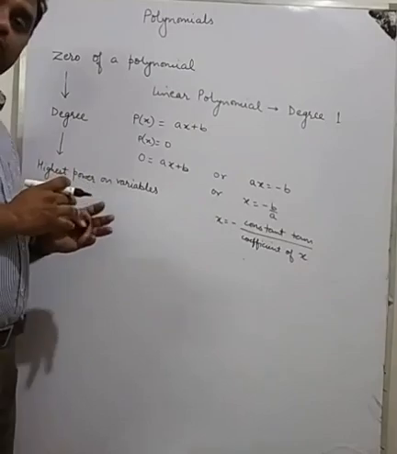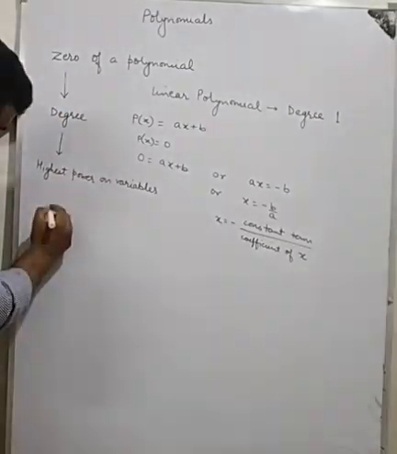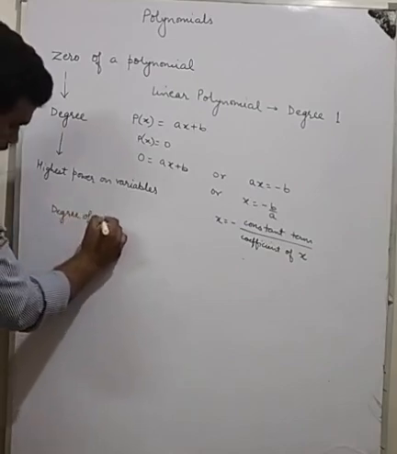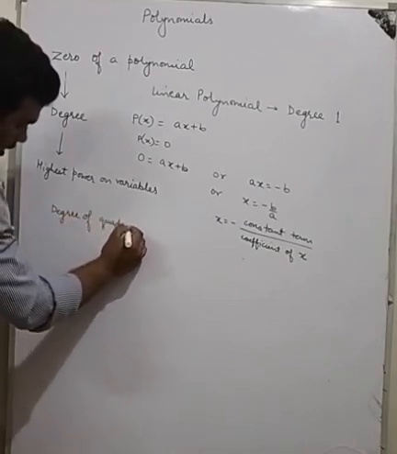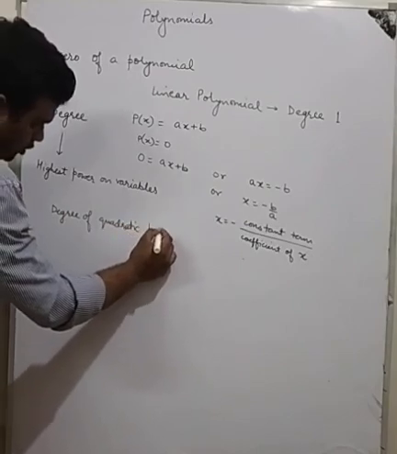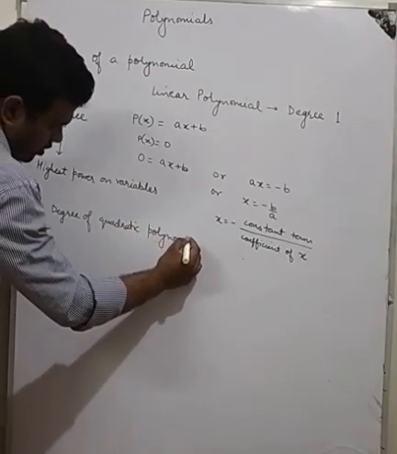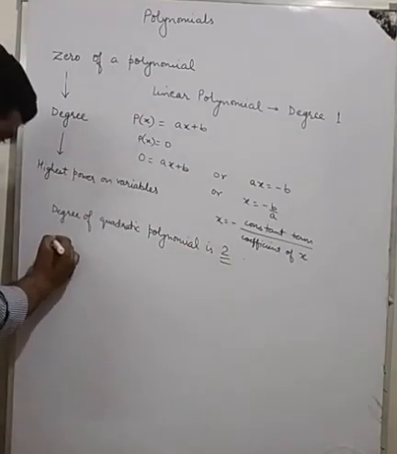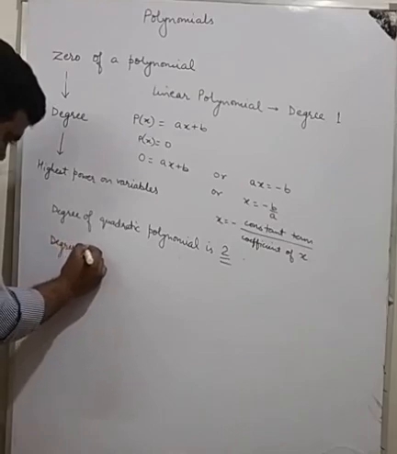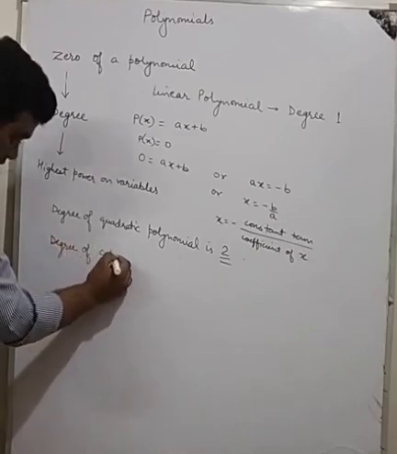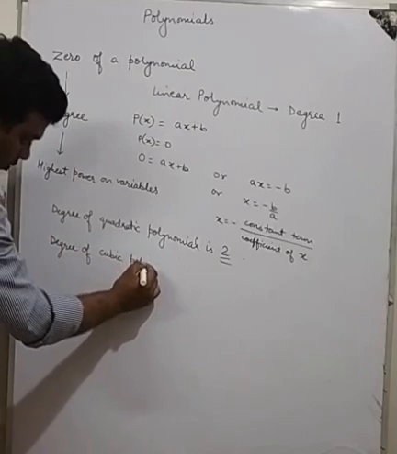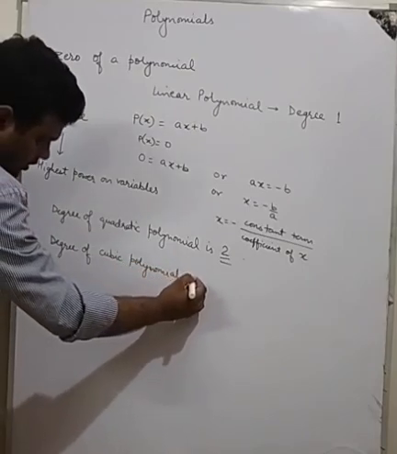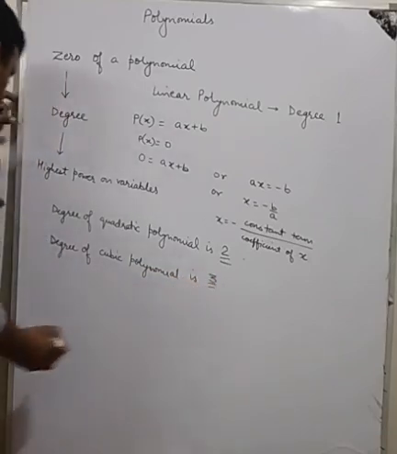So today, the degree of a quadratic polynomial is 2, the degree of a cubic polynomial is 3, and so on.